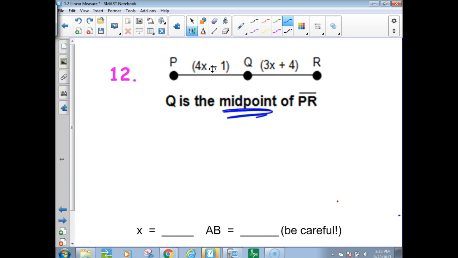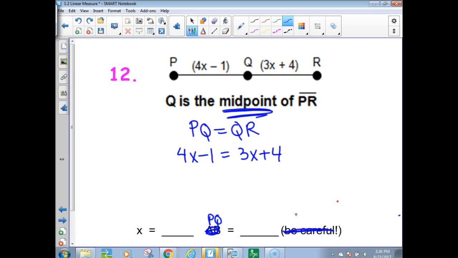Middle. So what do we know about PQ and QR? They're equal. Okay, PQ equals QR. The distance P to Q equals the distance Q to R. So we're going to substitute in what's labeled on the diagram. 4x minus 1 equals 3x plus 4. I have some wrong things down here. You have x and you have PQ, right? And what's the other thing you're supposed to fill in? PR? That's the one, be careful. Okay, so people often miss this one, the last answer, just because they think they're finding both the segments.